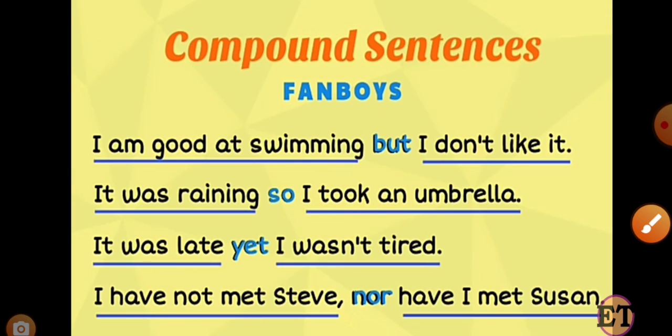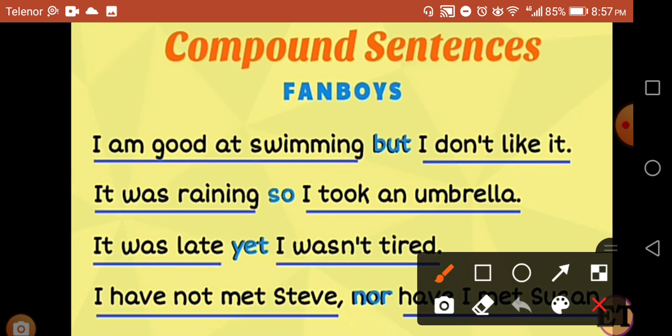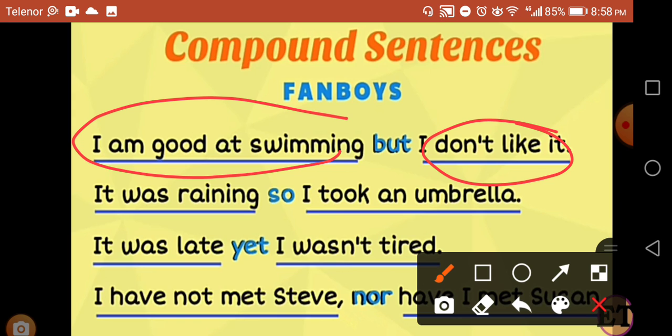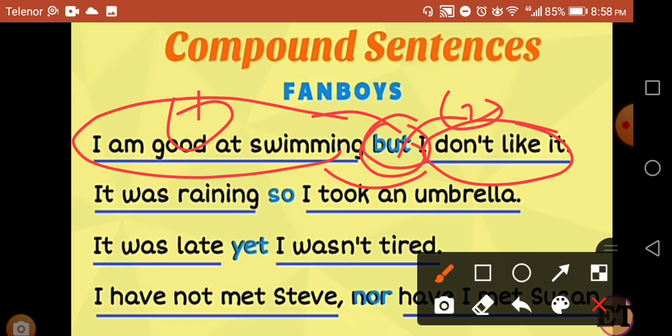Now see a few examples here. I am good at swimming, but I don't like it. This clause and this clause are coordinated by this conjunction. The word but is connecting both independent clauses. Here but is playing the role of the connector, and that's why the first sentence and the second sentence make a single sentence. That's why we call it a compound sentence.